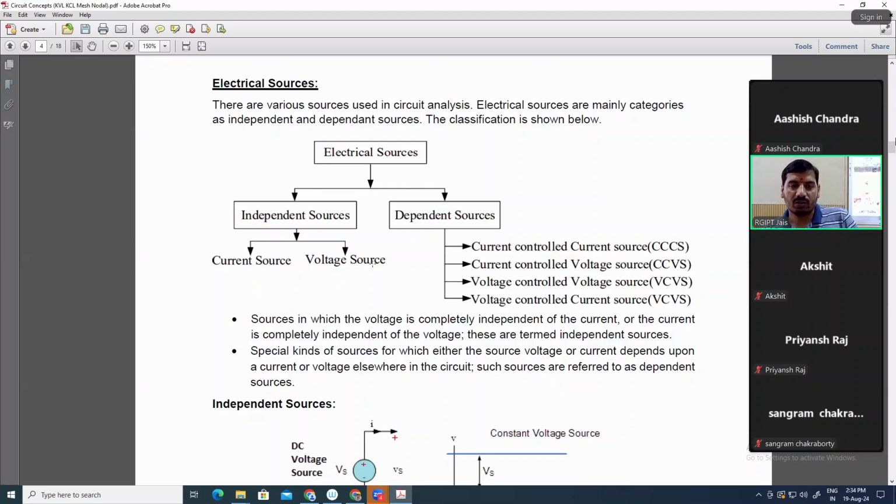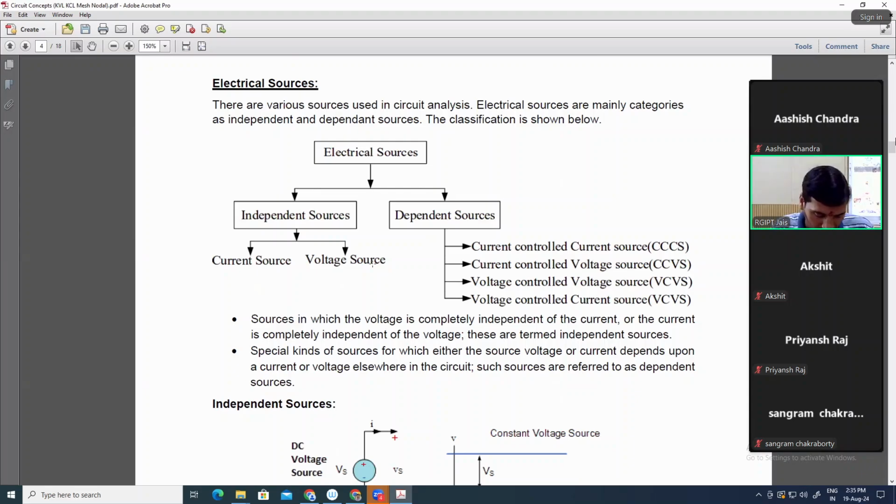Some dependent sources are also there. In dependent sources, the source depends on other circuit parameters. Suppose there is a circuit and the source depends on the current in a particular branch, that is considered a dependent source.